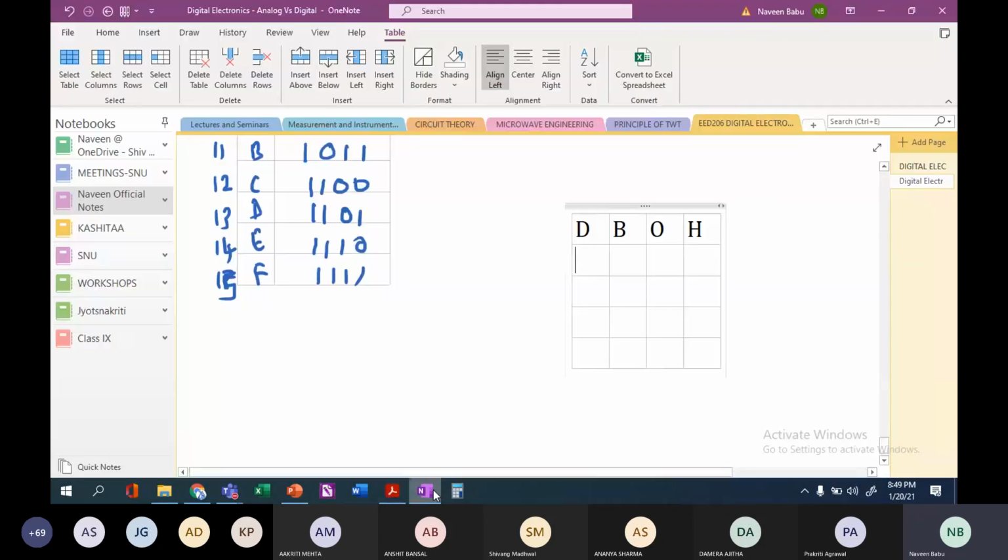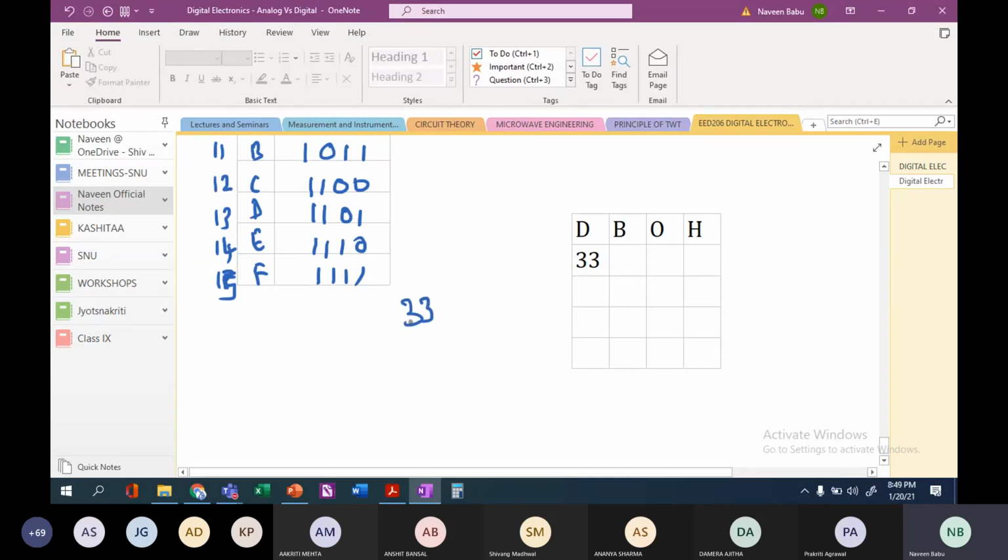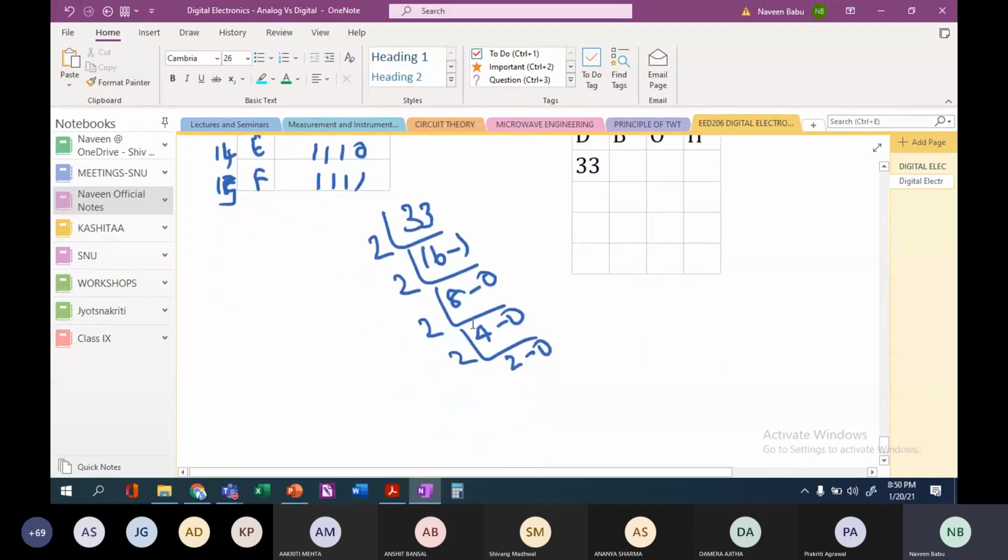So you will have to fill up this one. Decimal is 33, and you will have to fill up what is the binary bit. So binary bit, how do you do it? Decimal to binary, you will have to successively keep on dividing it by 2. So how do you do it? 33 divided by 2 is 16, remainder is 1, and then 2, remainder 8, sorry, remainder is 0, 2, 4, remainder 0, 2, 2, remainder 0, and then further dividing it by 2, 1, remainder 0.